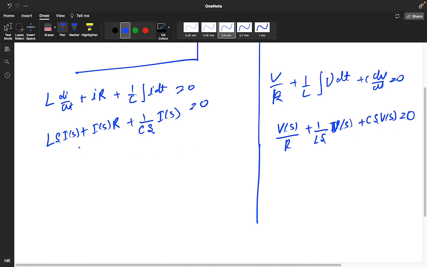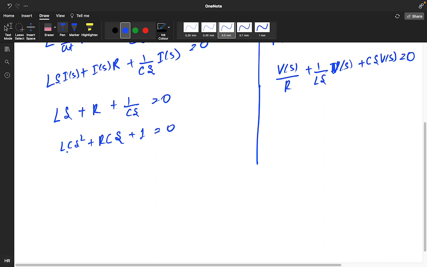So if you take I of S common, the equation will be Ls plus R plus 1 by Cs is equal to 0. Solve the circuit and get the result. You will get LCS square plus RCS plus 1 is equal to 0.